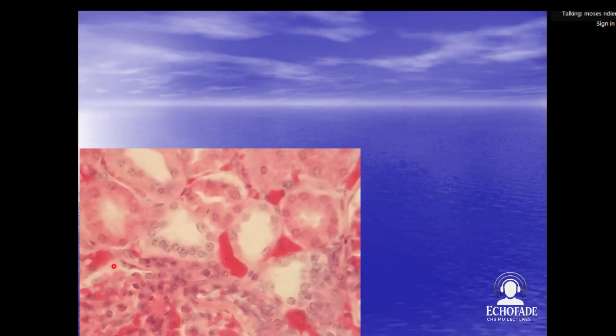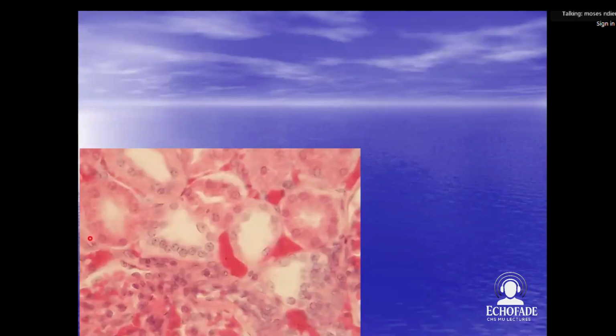Bowman's space. This is the vascular pole of the Bowman's corpuscle, or renal corpuscle. So we have the arteries entering and leaving. Now, when they leave, they enter into the urinary pole, and the urinary pole comprises cells like these ones here. They comprise the proximal convoluted tubule, which comprises simple cuboidal epithelia.